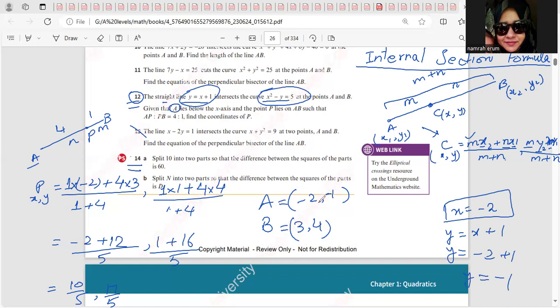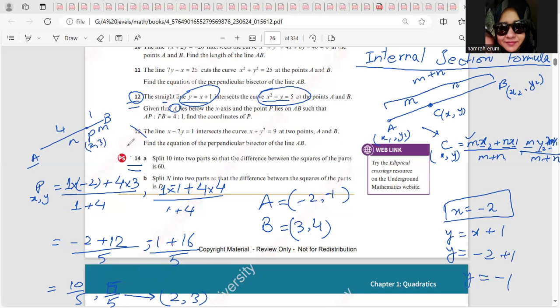All right. So here I need the y coordinate of the other point. Here I need to write 1 into -1. This is -1. -1 plus 16 gives me 15 upon 3, right? That means I'm doing it here. 10 upon 5 is 2 and 15 upon 5 is 3. So the point P is 2 comma 3.